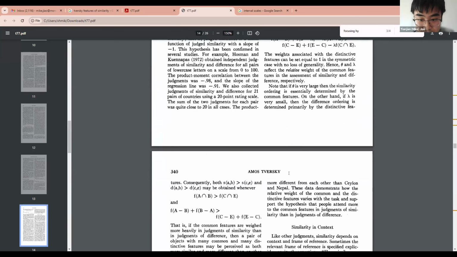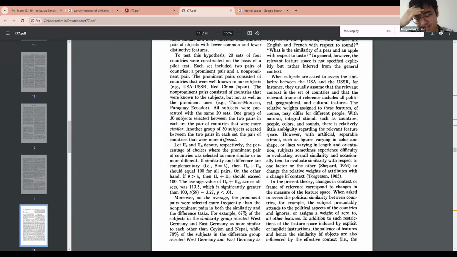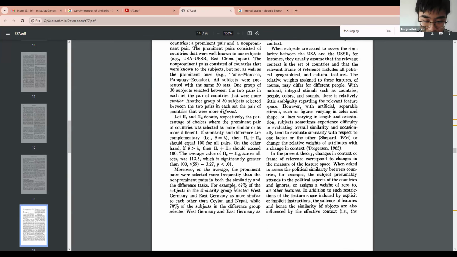Now, one very peculiar aspect that the contrast feature matching model can predict and the geometrical model cannot is that it's possible for a pair of objects to be both more similar and more different than another pair of objects. Sounds a little bit convoluted, but I will give an example here.